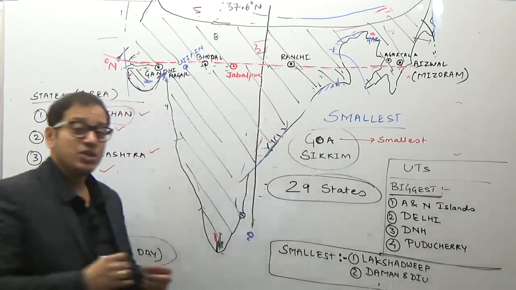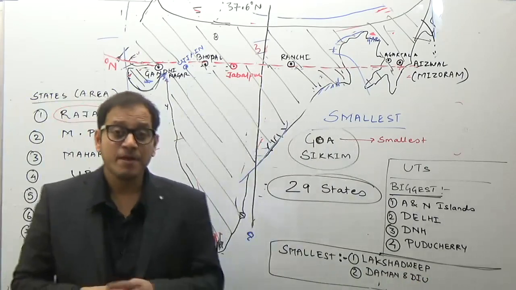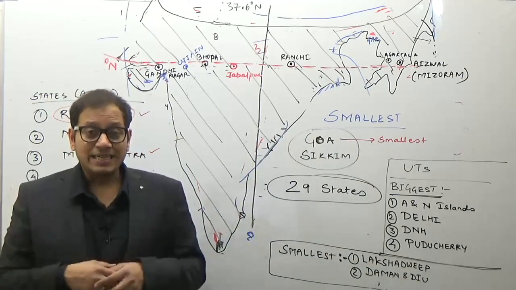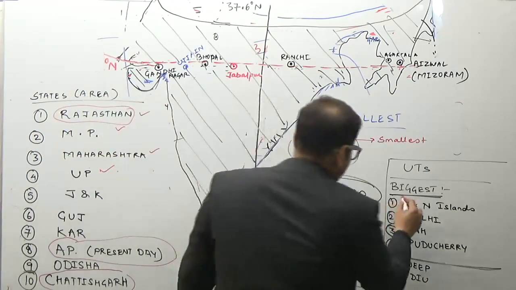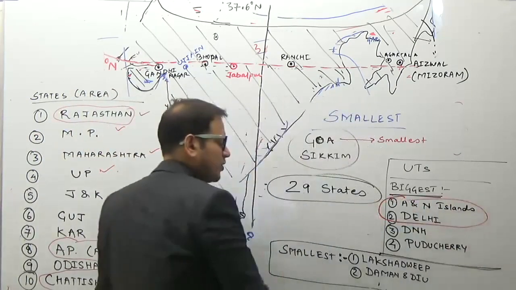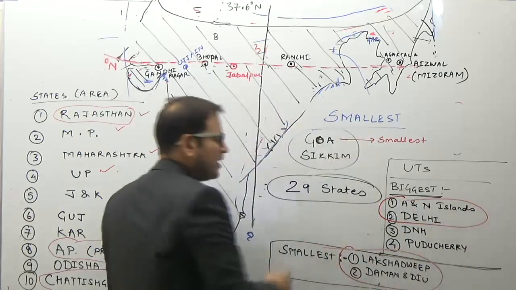So these are the Union Territories of India. Now, the biggest one is the Andaman and Nicobar Islands. Remember, Delhi is the second biggest. In fact, just remember these two, while the two smallest are Lakshadweep and Daman and Diu.